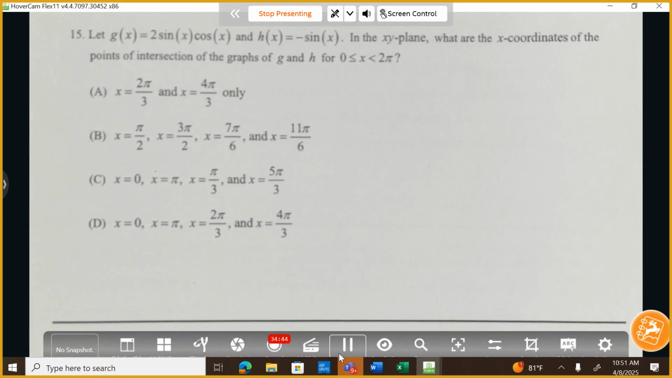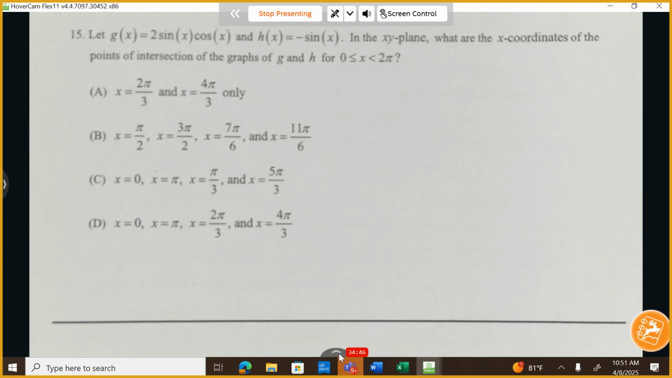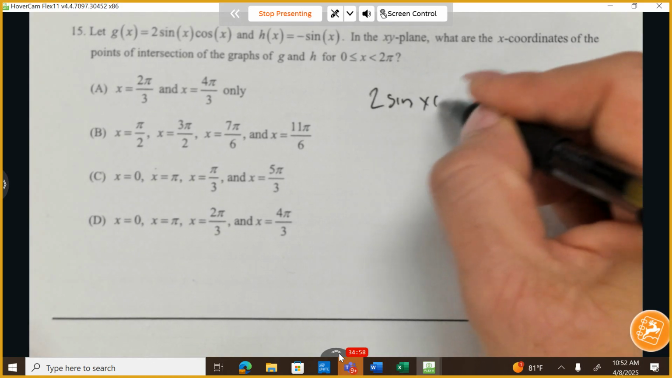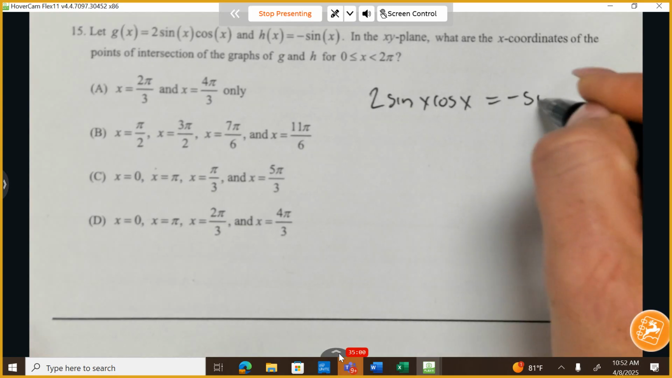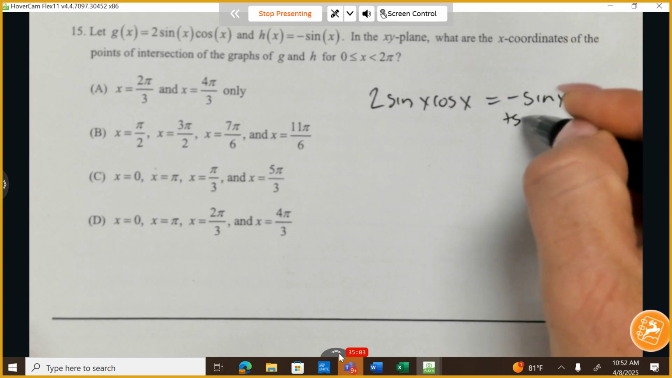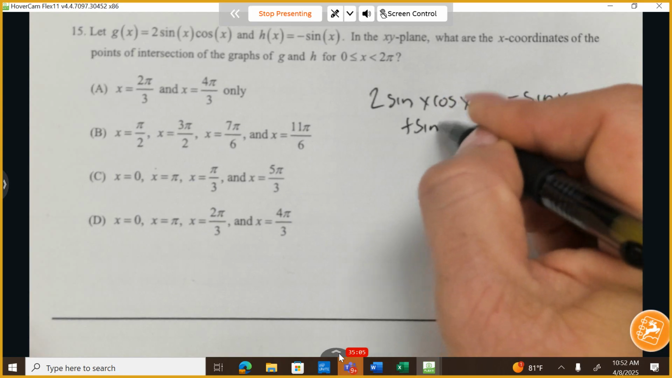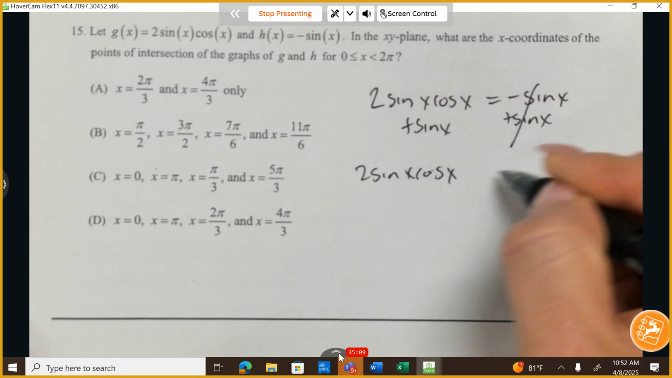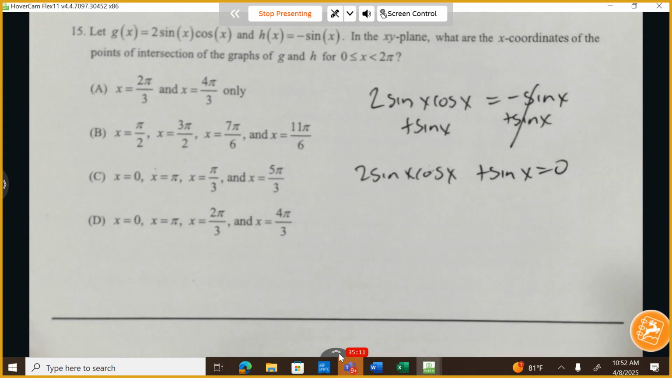All right, let's look at 15. Let's get this done in 15 seconds or less. I want to know, where do these two functions cross? Wherever they cross is going to have an x and y point on a graph. By setting them equal and solving, I can find the x. So 2 sine of x cosine of x is equal to negative sine of x. I'm going to move this to the opposite side by adding, so I have 2 sine of x cosine of x plus sine of x equals 0.